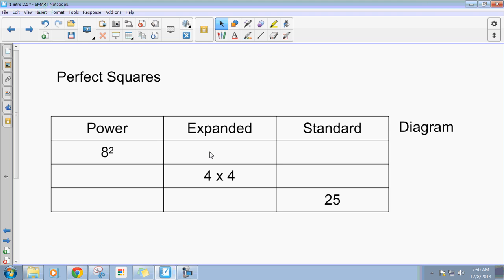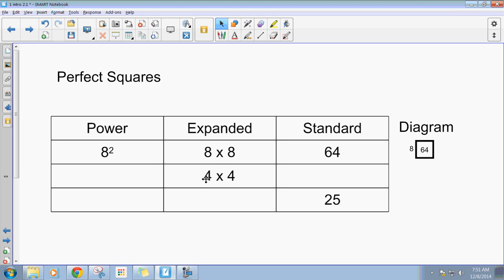In chart form, we can look at our perfect squares in a couple of different ways. If they give us 8 squared, we can expand that. It means 8 times 8. And we can solve and find the standard form of 64. A diagram or a model for 8 squared would be a picture of a square with 8 as the side length and 64 in the center, representing area.